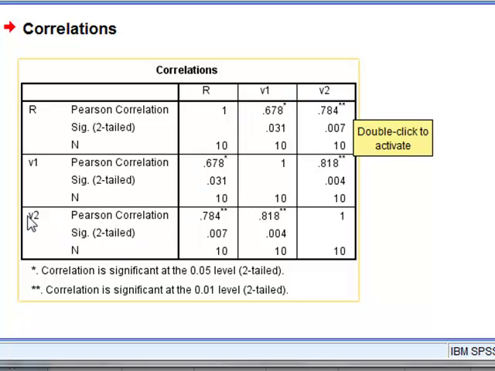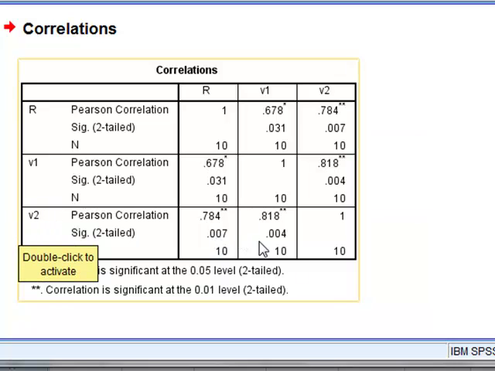And so between V2 and R, we can see a correlation coefficient of 0.784, which is highly significant with a p-value of 0.007. And between V2 and V1, a significant correlation again with a p-value of 0.004.